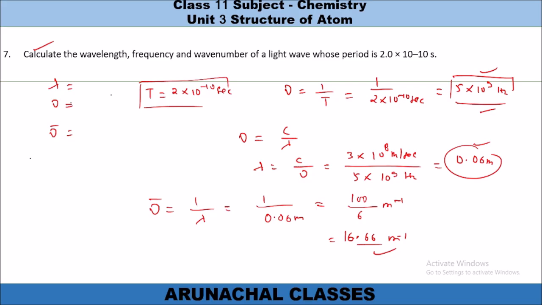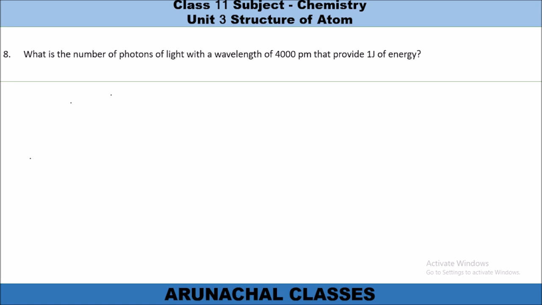Moving on to question number 8 now. Question number 8 is, what is the number of photons of light with a wavelength of 4000 picometer that provide 1 joule of energy?